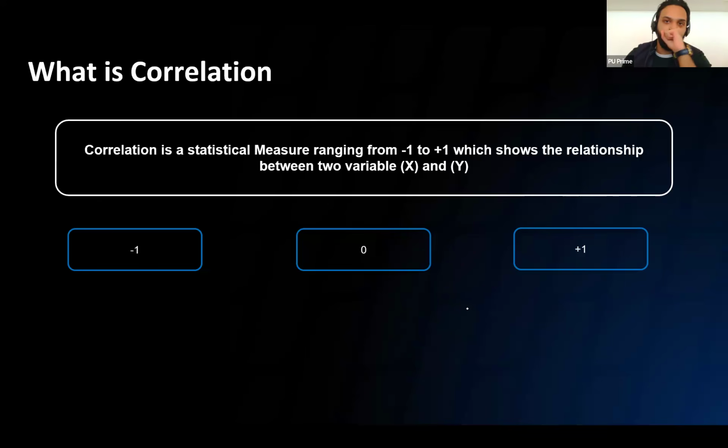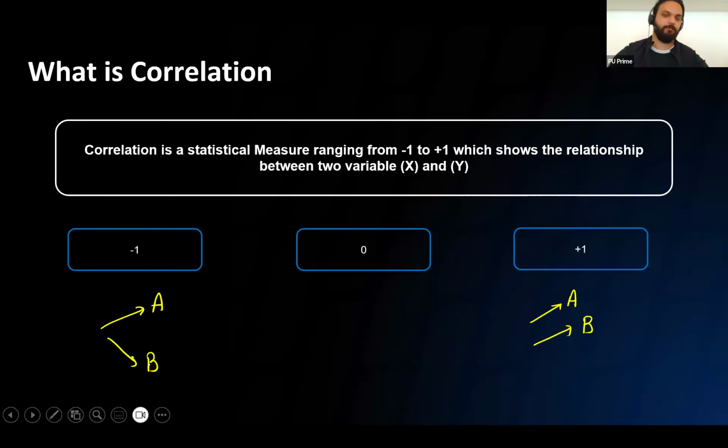Now, let me ask you a question. If you are investing your money, not trading, just investing, and you have invested in two stocks, stock A and stock B, would you prefer that if A goes up, B goes up as well? Or would you prefer that if A goes up, B goes down? What do you think? Which one is better?